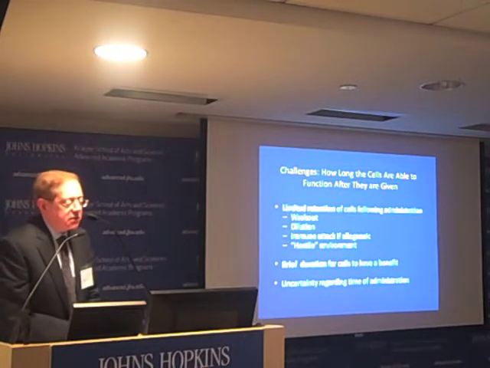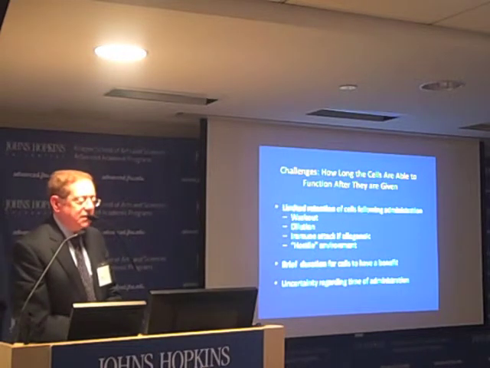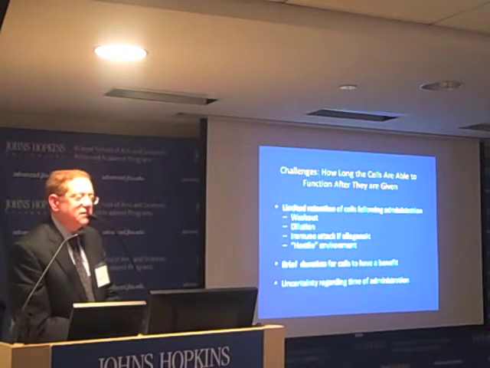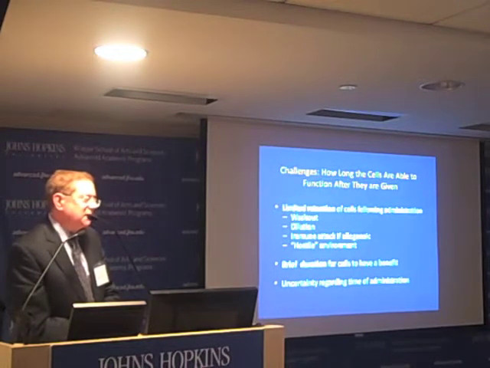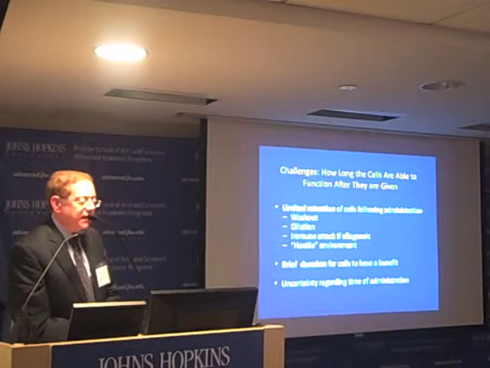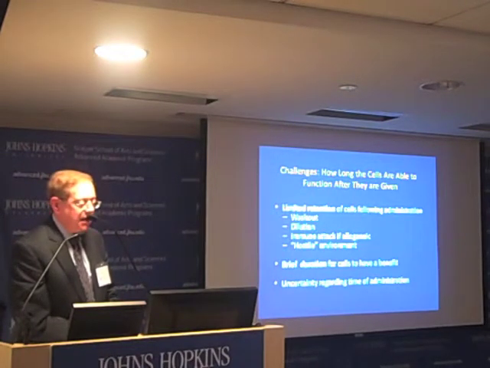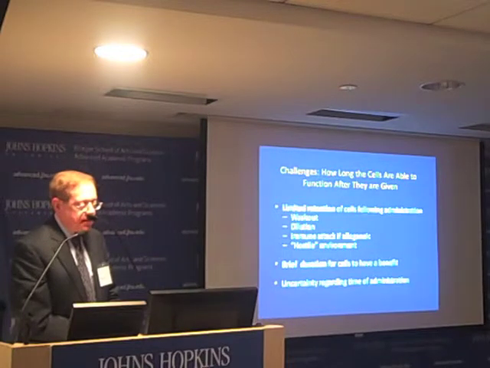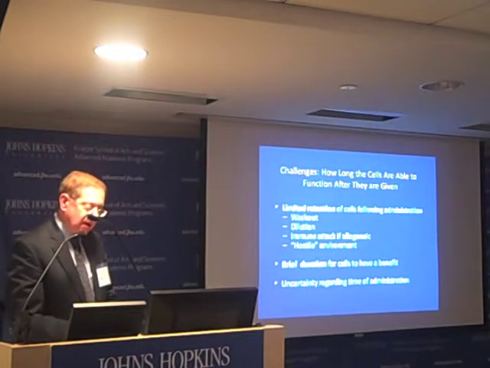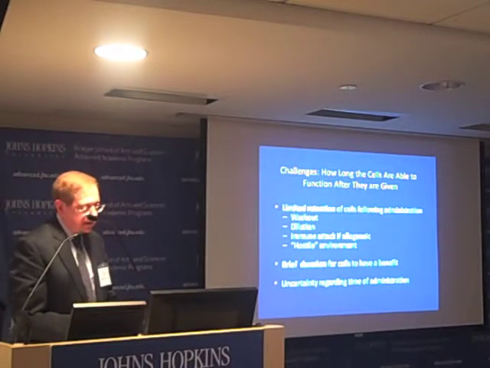And then there's the issue which was discussed before, how long the cells are able to function after we give them. So there's limited retention of cells following any type of administration so far. There's washout of cells if we give it in the vein or the artery. There's dilution of cells. There's immune attack if they're allogeneic. And we're injecting them into a hostile environment. So if we inject them in someone who's had a recent heart attack, there's a lot of inflammation. There are a lot of toxins and apoptotic cell signaling going on at that time. So there's a brief duration for the cells to have a benefit, and there's uncertainty regarding the time of administration. When should we give it after the heart attack?